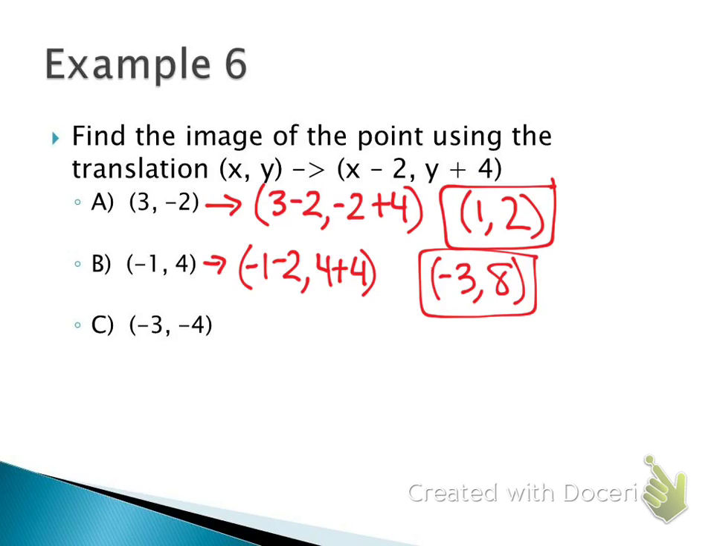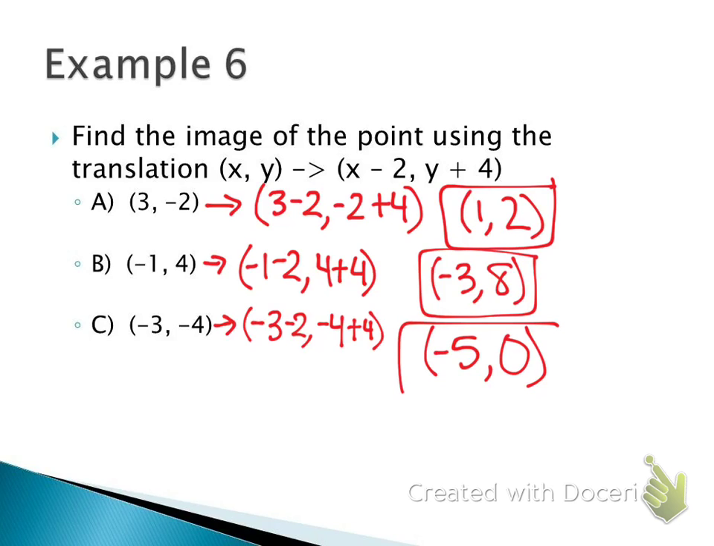On part C, we're using the same translation from above. What's my x value? Negative 3 minus 2, comma, what's my y value? Negative 4 plus 4. What is negative 3 minus 2? Negative 5. And negative 4 plus 4 is 0.